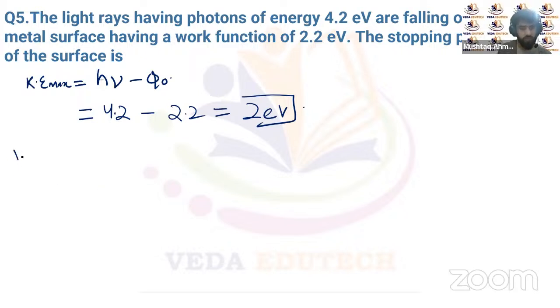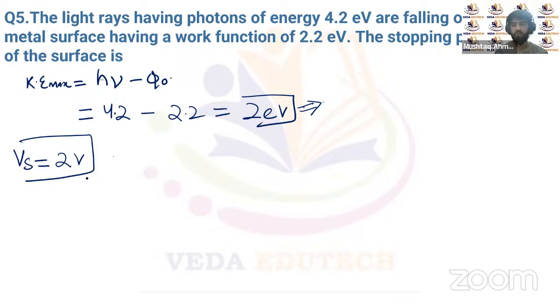And the potential required to stop these maximum kinetic energy electrons will be 2 volts, right? If we apply 2 volts of potential in the reverse direction, the electrons with maximum kinetic energy will stop their motion. So that's what we call the stopping potential. The stopping potential here will be 2 volts.